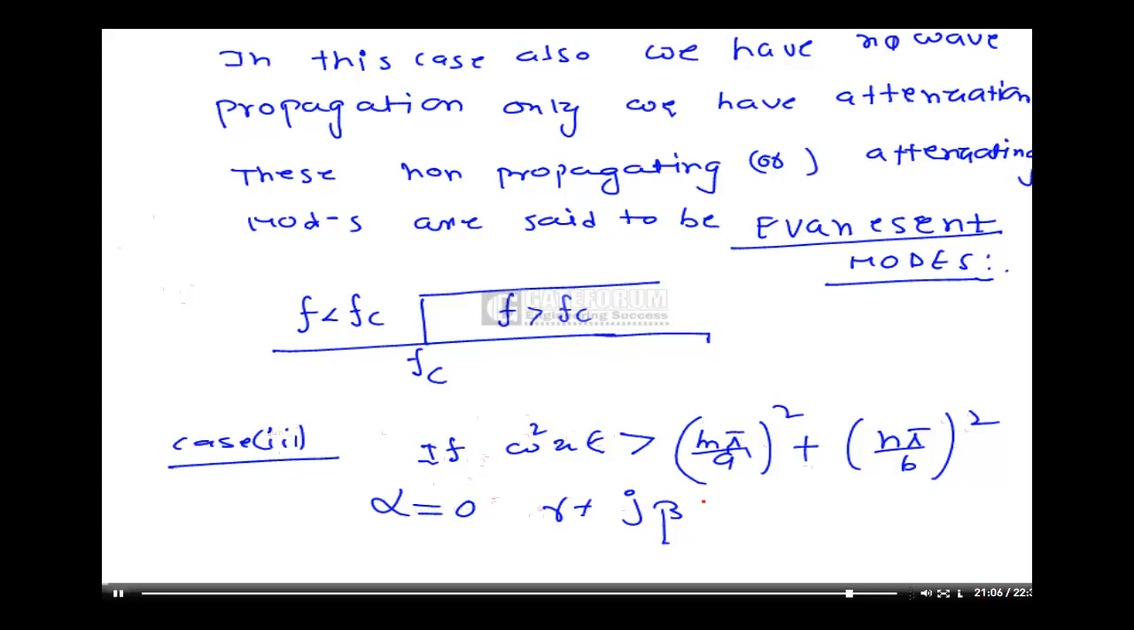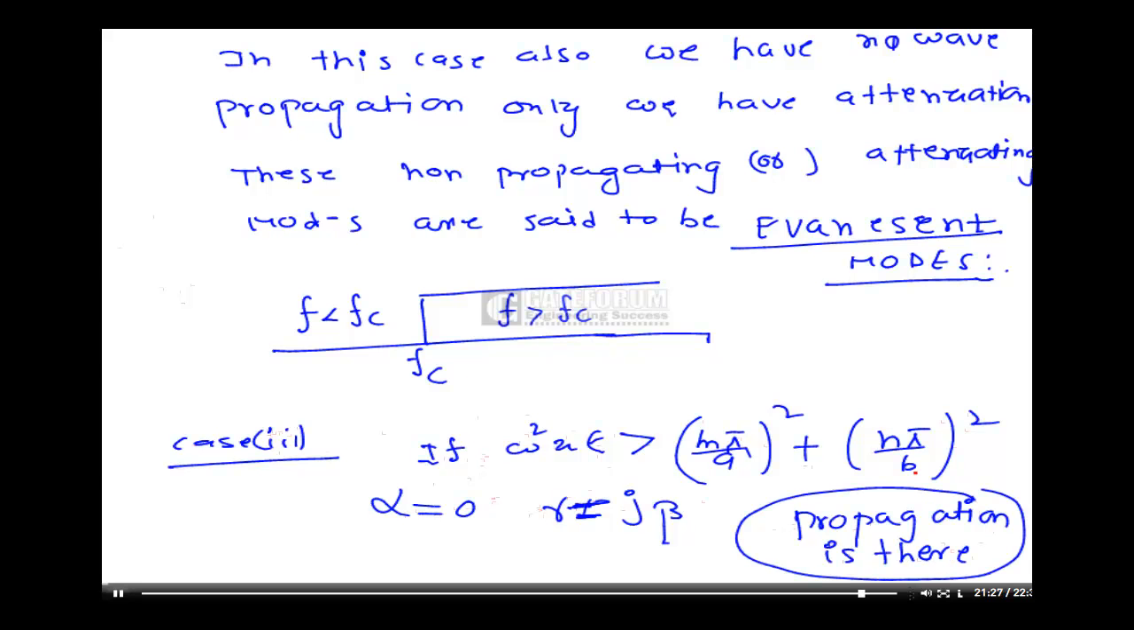That is, attenuation is 0. Only gamma is equal to j beta. So only propagation, the phase constant, exists. Phase constant existing means propagation is there. Attenuation is equal to 0. That is omega square mu epsilon greater than, that is omega greater than, that is this region, f greater than fc region. So this is the region where propagation exists.